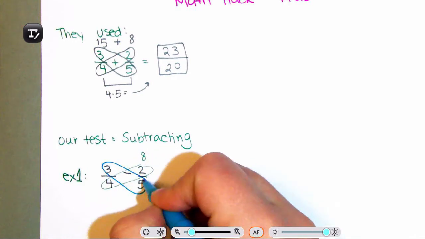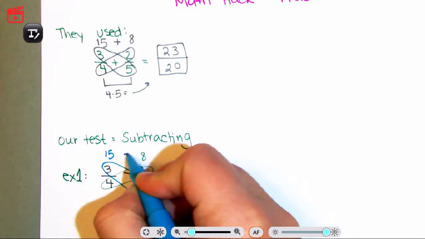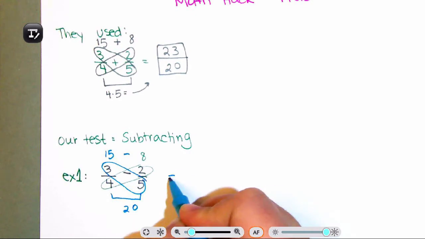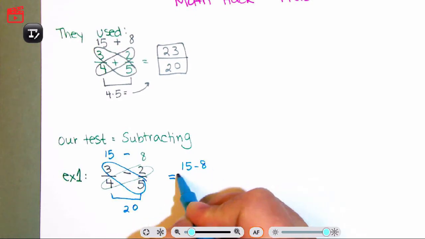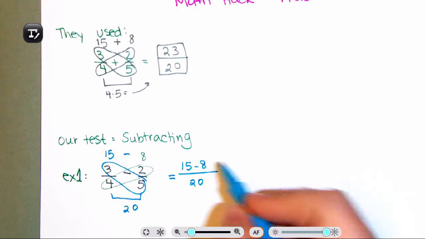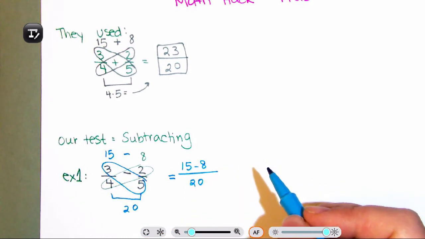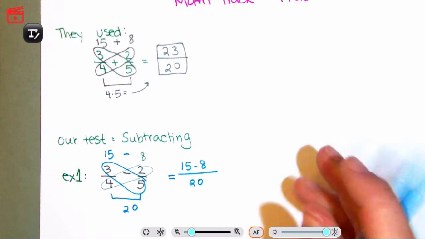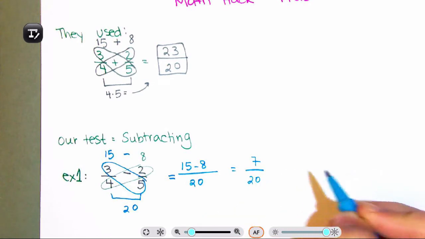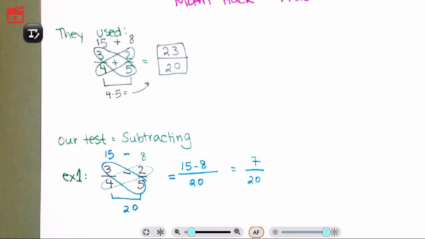3 and 5, that's 15. I'm going to subtract that and say this is 20. So 15 minus 8, and here's 20. 15 minus 8, so I don't know what that is, so I'm going to count up from 8. So 8, 9, 10, 11, 12, 13, 14, 15. So that's 7, and then 20ths. So I don't know if that's the right answer.